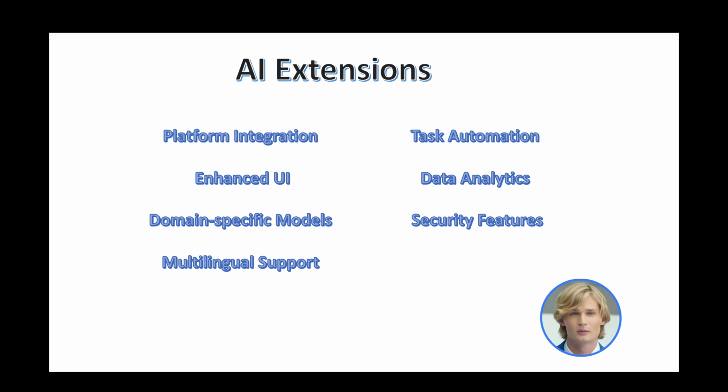4. Multilingual support. Extensions that allow ChatGPT to function optimally in different languages, translating on the fly or giving culturally relevant answers. 5. Task automation. Integrate with tools or platforms to not only answer questions but to perform actions, for example, linking with a ticketing system to create support tickets or with a calendar to schedule appointments. 6. Data analytics. Collect and analyze user interaction data, providing insights into frequently asked questions, user satisfaction, etc. 7. Security features. Enhancements for data privacy, ensuring encrypted communications and compliance with regulations like GDPR.